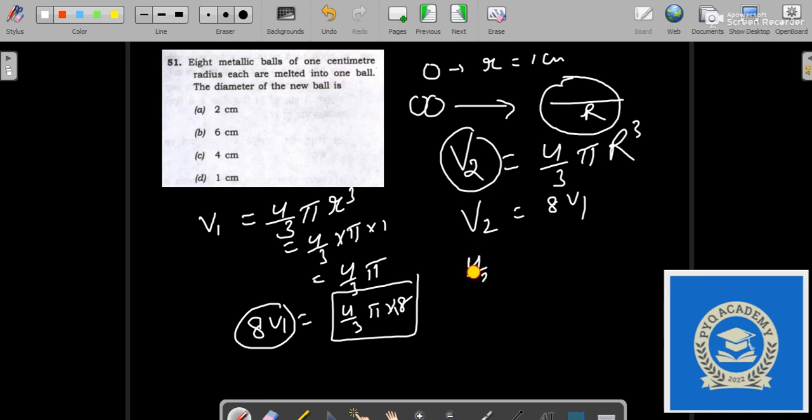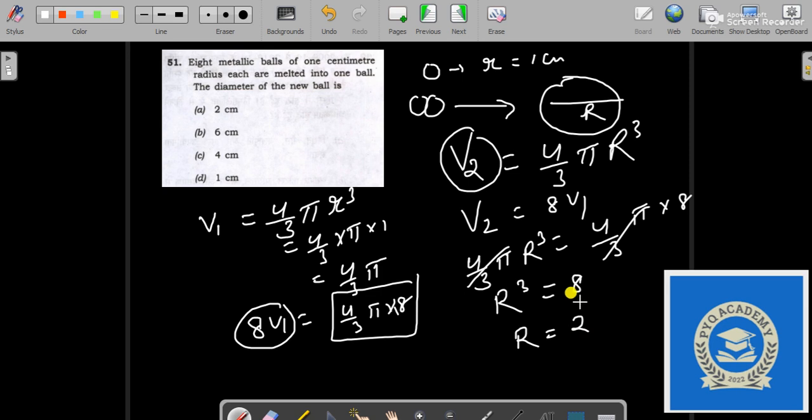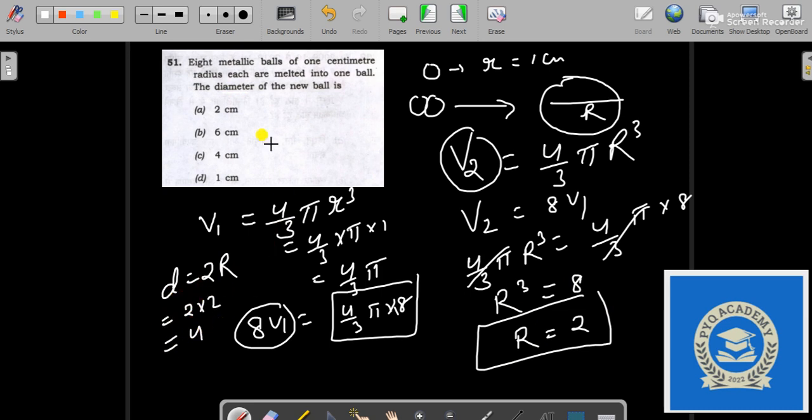So 4 by 3 pi R cube is equal to 4 by 3 pi into 8. We can cancel 4 by 3 pi on both sides. Then R cube equals 8, then R equals 2. So the radius of the larger ball will be 2. In the question it has been asked what will be the diameter. We know that diameter equals 2R, so it will be 2 into 2, that means 4. So our answer is nothing but 4. Okay, so option C is our answer.